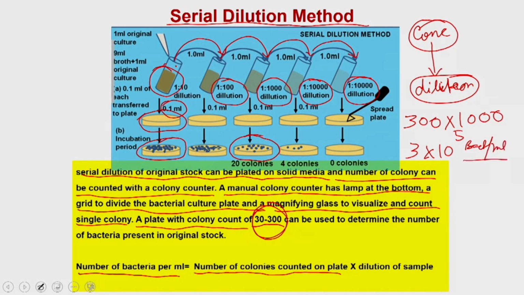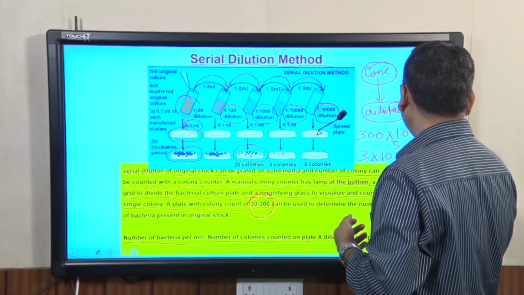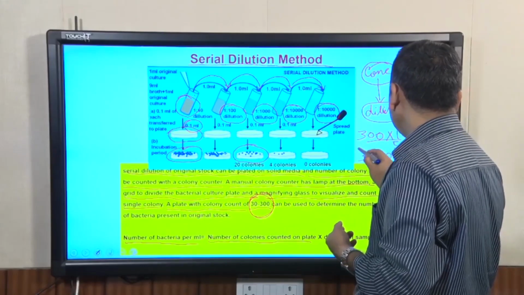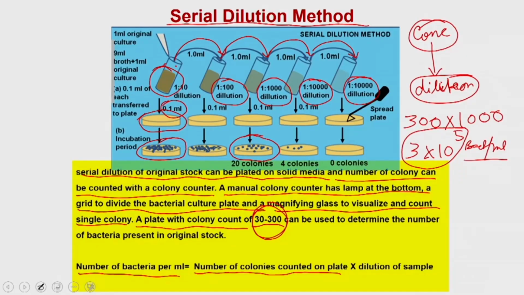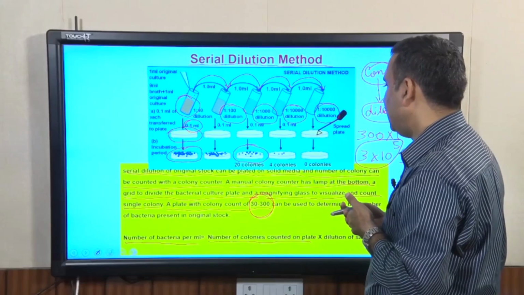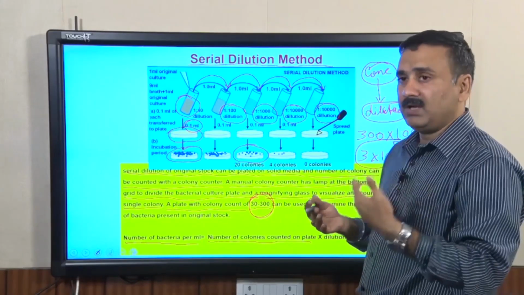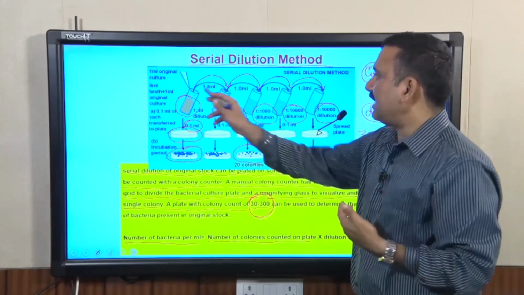Similarly, if you decrease the dilution, the colony number will go up, and if you increase the dilution, the colony number will go down. So, ultimately you can calculate the number of bacteria present from one or two dilutions, and that will give you the average number of bacteria present in the solution you started from in the beginning.